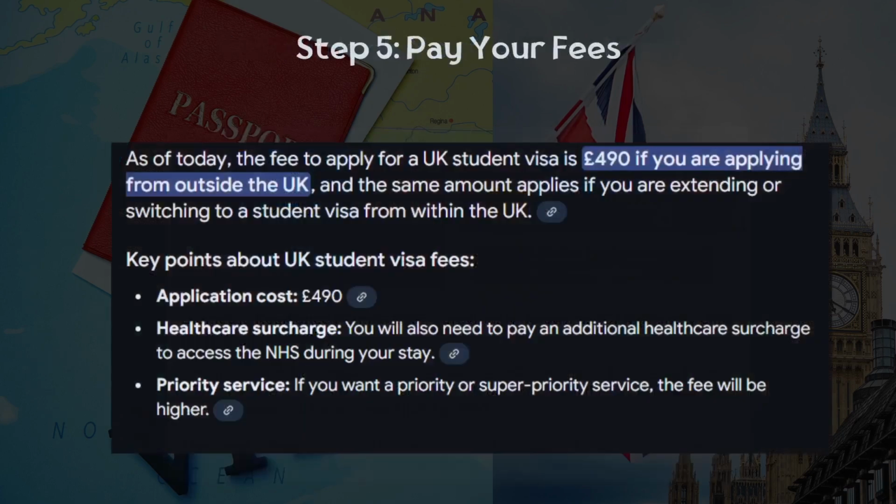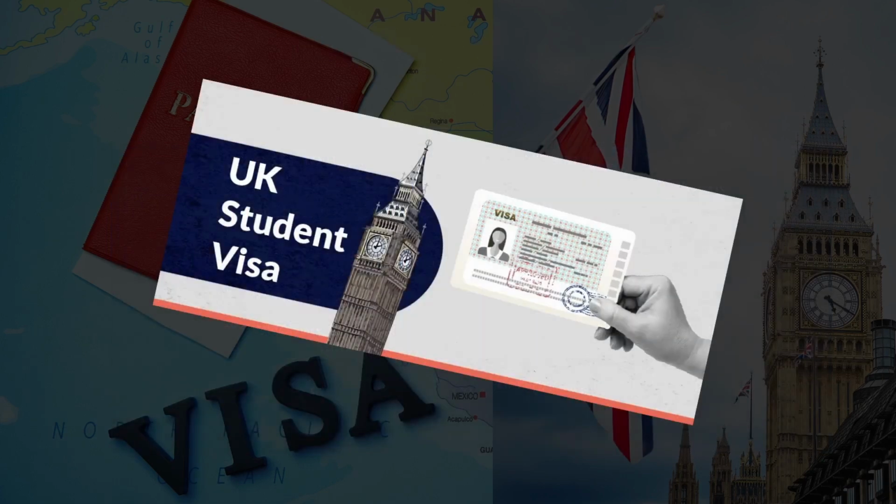Step 5. Pay your fees. The visa application fee is currently £490. Be prepared to also pay a healthcare surcharge as a part of your application. And there you have it. By following these steps, you will be well on your way to securing your UK student visa. Remember, timing is key. Apply at least 6 months before your course starts to ensure everything goes smoothly.